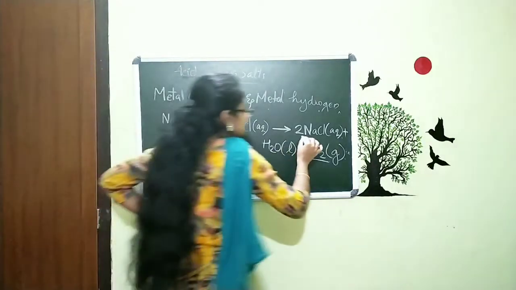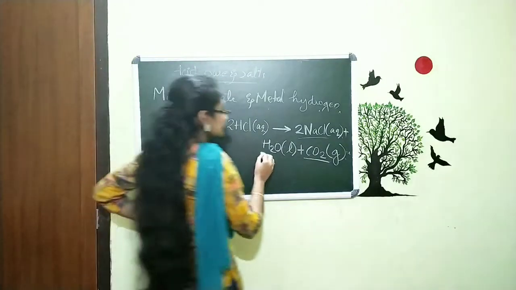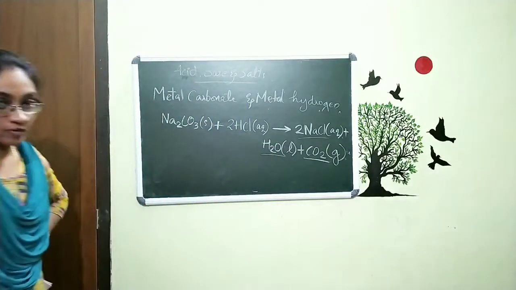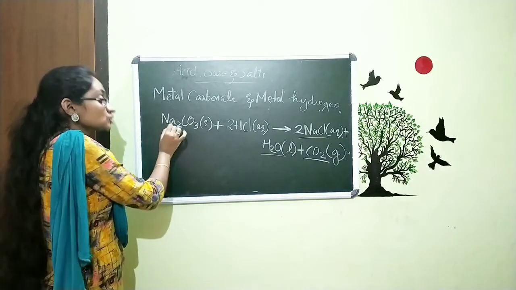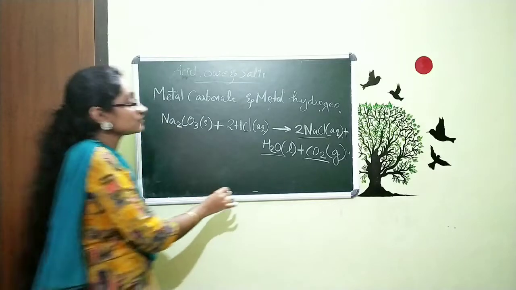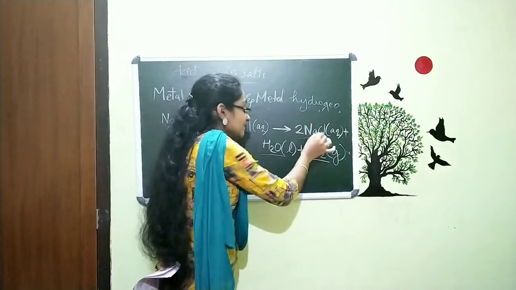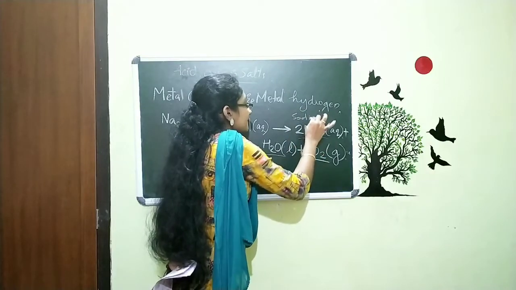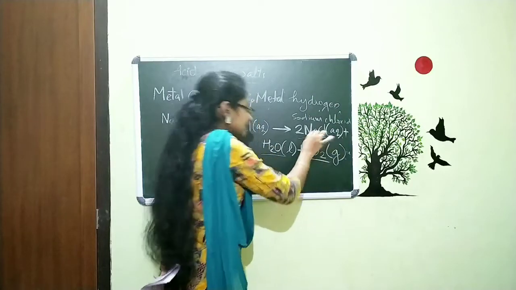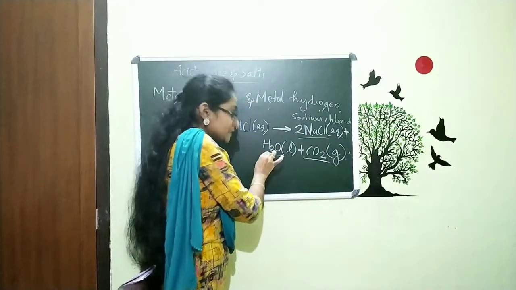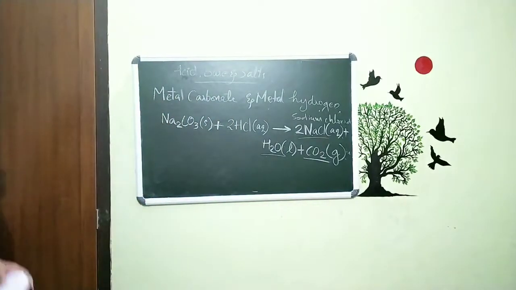And also you can see here, this NaCl is a type of salt, and also in this reaction water is formed. This is the reaction for the metal carbonate, that is the sodium carbonate reacting with hydrochloric acid. We get sodium chloride, 2NaCl, plus H2O, water, plus carbon dioxide gas. This is the reaction with metal carbonate.